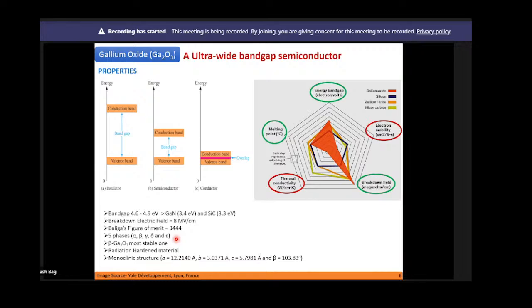The most stable one is beta, and if we simply heat up the other phases of gallium oxide, they will finally become stable in the beta phase. So beta phase is essentially a monoclinic structure, which we are typically using to realize all these devices.